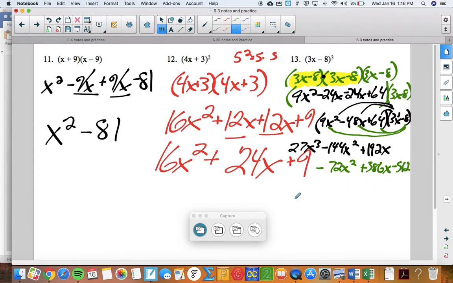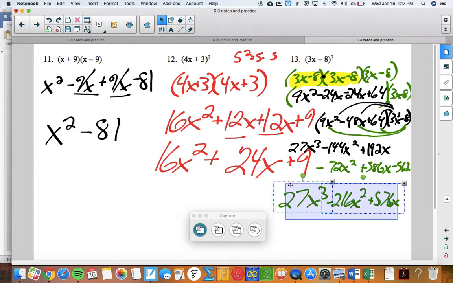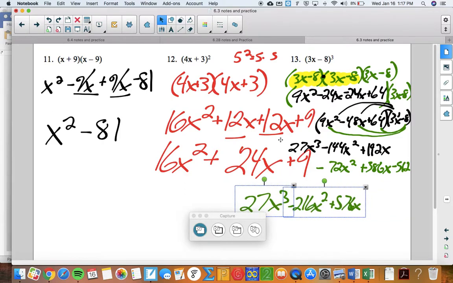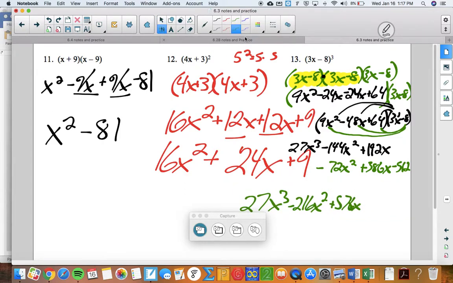So combine like terms. There's nothing to combine with the x to the third. Combine the x squareds. You get negative 216x squared. Combine the x's. You get 576x. And bring in the negative 512, and there's our final answer. Boom.